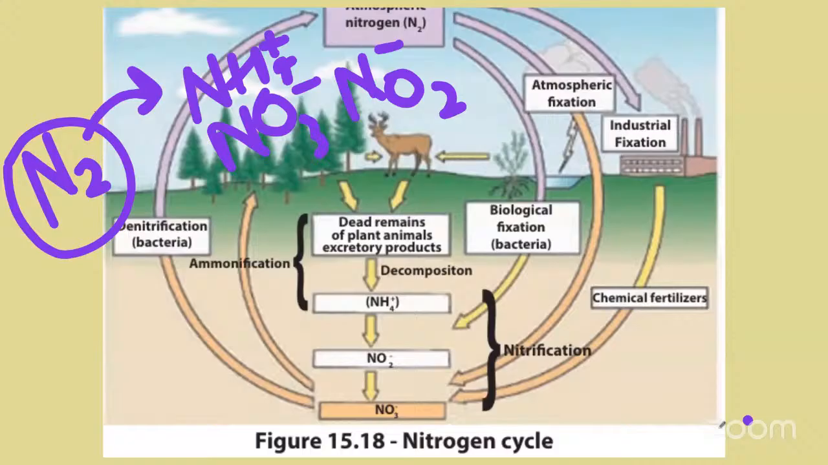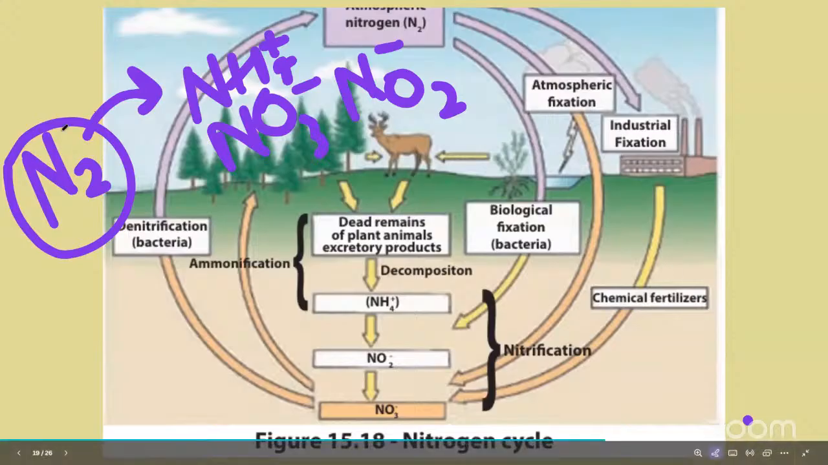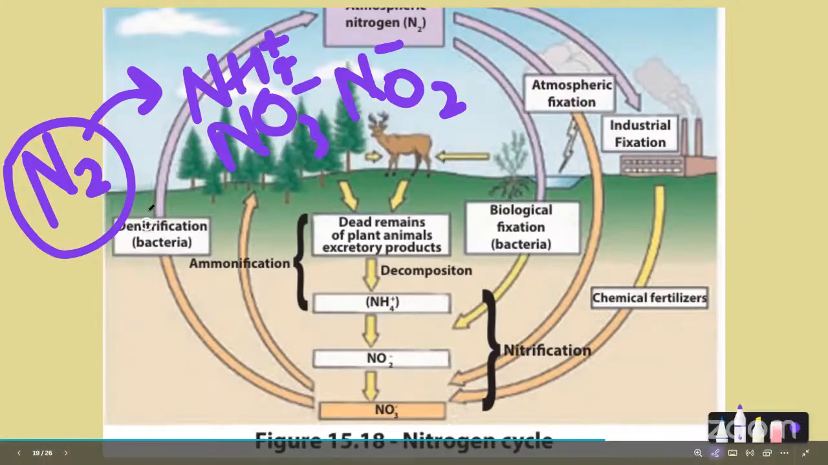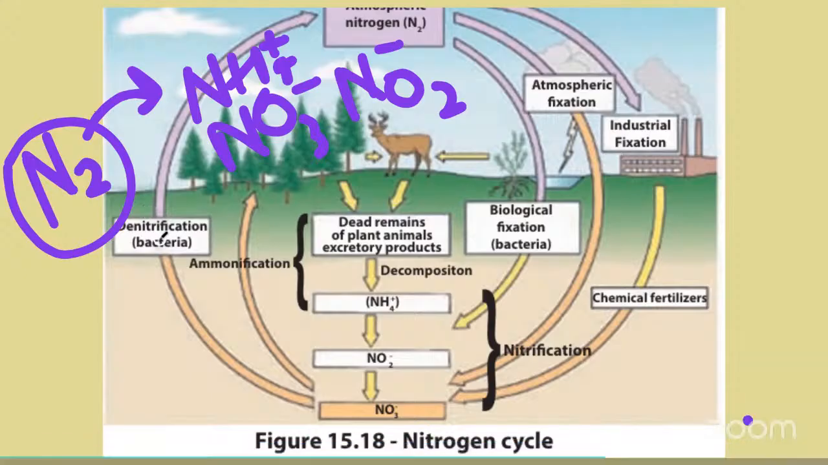So now this is nitrogen, this is fixation. We have atmospheric fixation, industrial fixation, and biological fixation that is done by microorganisms like bacteria. Then again, we have denitrification. Denitrification means the other way around.